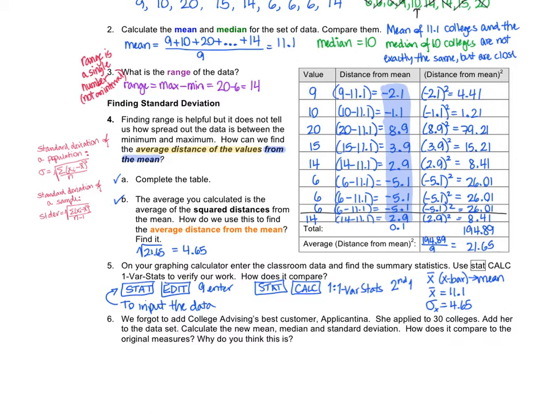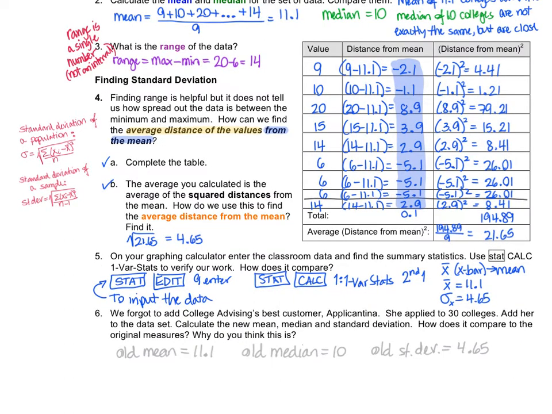Okay, so let's carry on with our notes, and we're up to number 6 now. And so it says we forgot to add College Advising's best customer, applicantina. She applied to 30 colleges. Add her to the data set, calculate the new mean, median, and standard deviation. How does it compare to the original measures, and why do you think this is? So what I'm going to do to start with is I'm going to write down the original mean, median, and standard deviation from all of our original calculations that we have already done.